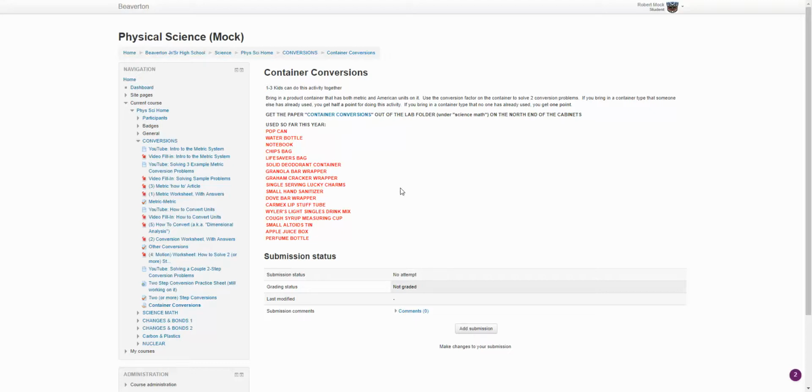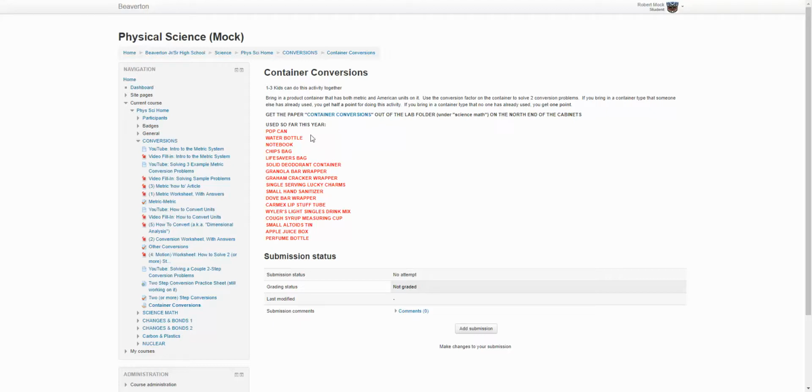It's something where you have to bring in some kind of an empty container and you use that container to answer some questions. It's pretty easy. You can do it in 10 minutes. There is one catch. If you bring in a container that I have already seen kids use before this year, you only get half a point. But if you bring in a container that I haven't seen yet this year, you get a whole point.